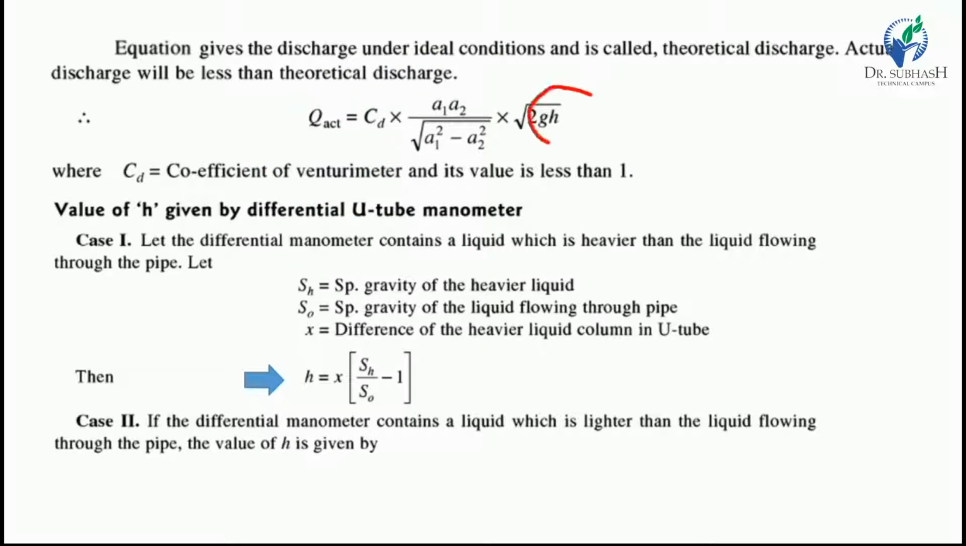Now the value of h in the case of a differential U-tube manometer, how can we find it? According to this equation, h is equal to x times the bracket Sh upon So minus 1. Sh is the specific gravity of the heavy liquid, So is the specific gravity of the liquid flowing through the pipe, meaning the light liquid, and x is the difference of the heavier liquid column in the U-tube.